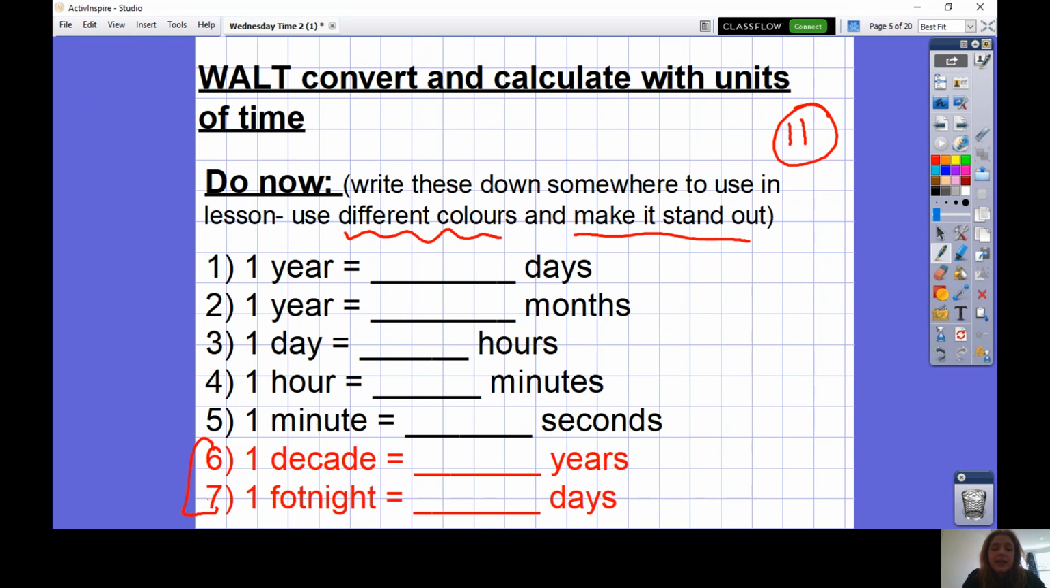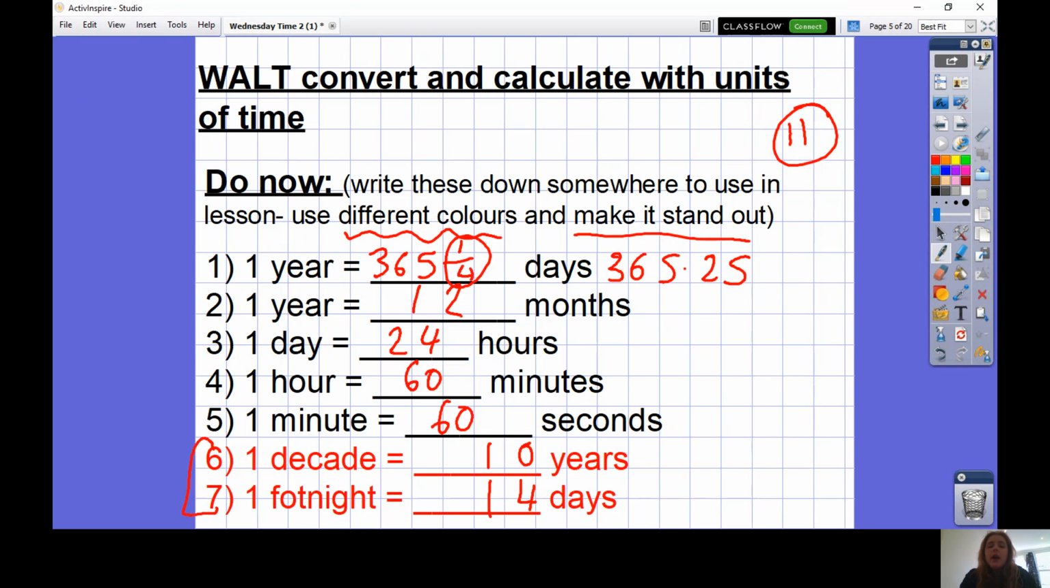Okay, 1 year is how many days? Well done if you said 365, but it's actually 365 and a quarter or 365.25 days. That's why we have a leap year. Those quarter days get added up and used once every 4 years. Okay, 1 year is 12 months. 1 day is 24 hours, 1 hour is 60 minutes, and 1 minute is 60 seconds. A decade is 10 years, and a fortnight is 14 days.